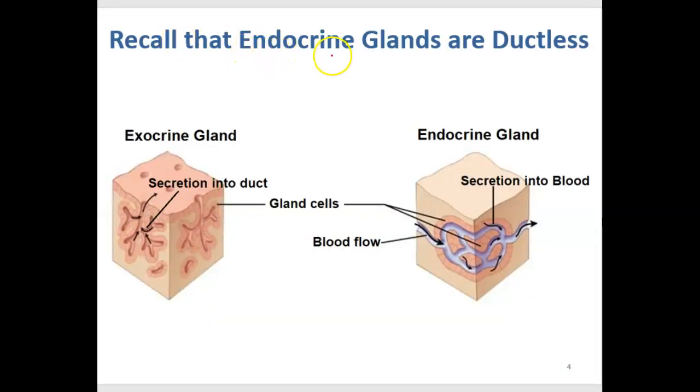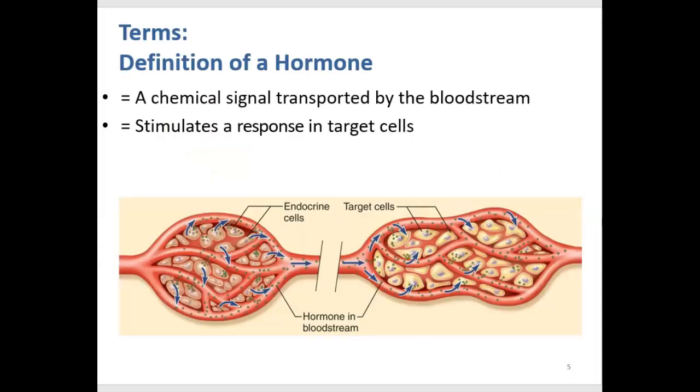So recall that endocrine glands are what we call ductless. That means they secrete their substances, which are hormones, directly into the bloodstream. That's in contrast to an exocrine gland, whose cells secrete substances into a duct, and then the substance reaches whatever organ it's supposed to go to through that duct.